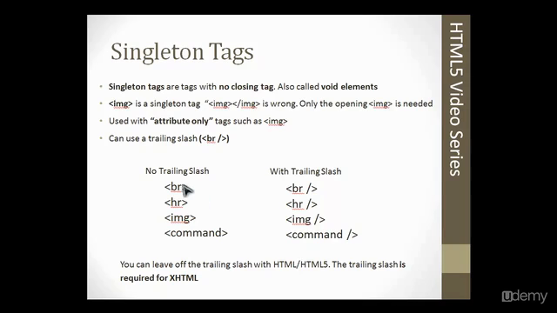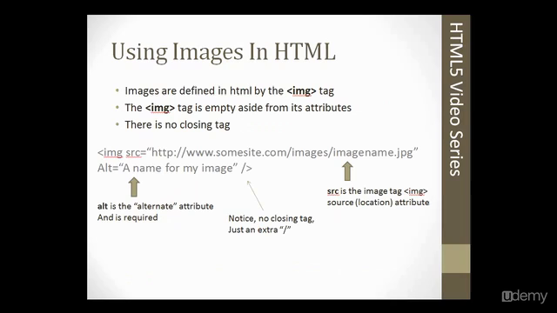We have the line break, the horizontal line, and the image command, and this is what they would look like with the trailing slash. And once again, if you're using XHTML, which is not covered in this tutorial, this is how you would do it. So images on an HTML page are defined by the image tag, the img tag.